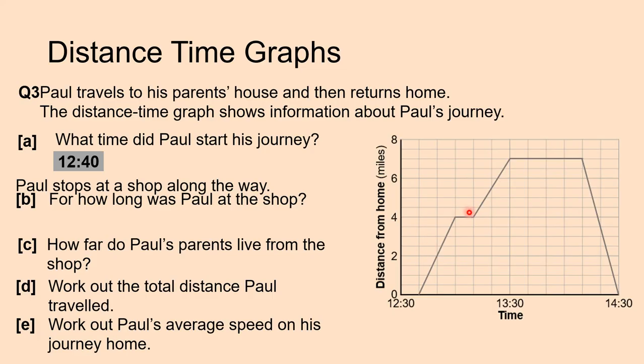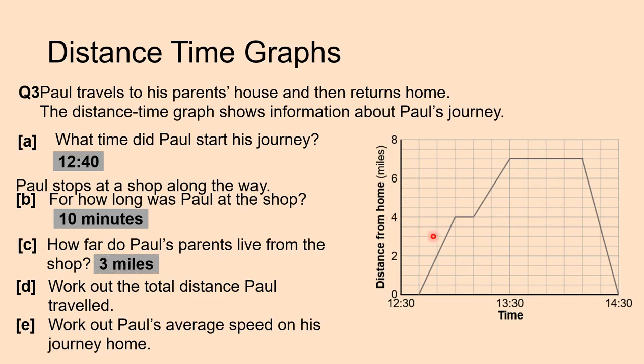Paul stops at a shop on the way. How long does he stop for? Well, he stops for 1 gap, and we've just said each gap is worth 10 minutes. How far do Paul's parents live from the shop? So, they live 7 miles, because it's halfway between 6 and 8, from his house. But the shop is 4 miles from his house. So we do 7 minus 4, and we get 3 miles.